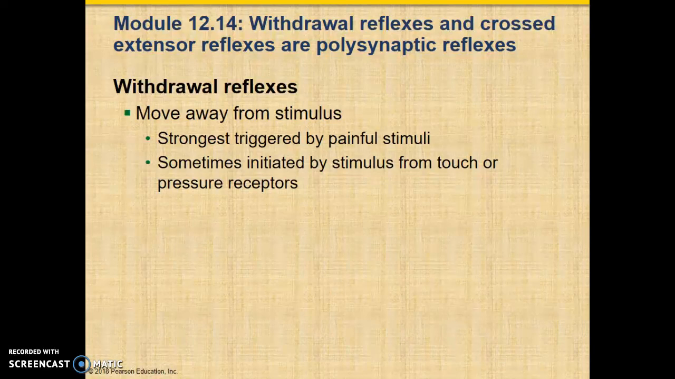So imagine putting your hand in hot water, and you withdraw your hand, versus grabbing a burning hot pan with your hand. You're going to have a greater withdrawal reflex with the more painful stimulus.